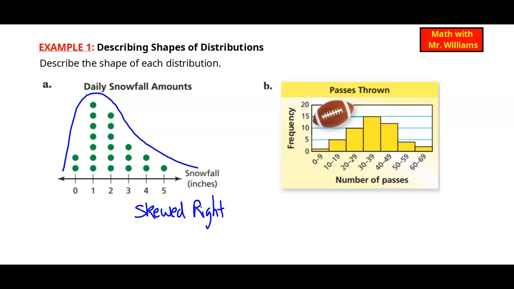So we have passes thrown, we have the number of passes and the frequency count of that. All right, so the nice thing about this, even though it's not exact, it does make this pyramid here on our histogram. So the left side of the graph is approximately a mirror image of the right side of the graph. When I say approximate, it's close. So the distribution in this case, we're going to call symmetric.